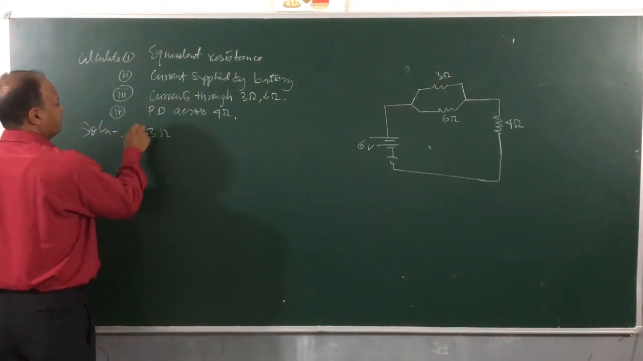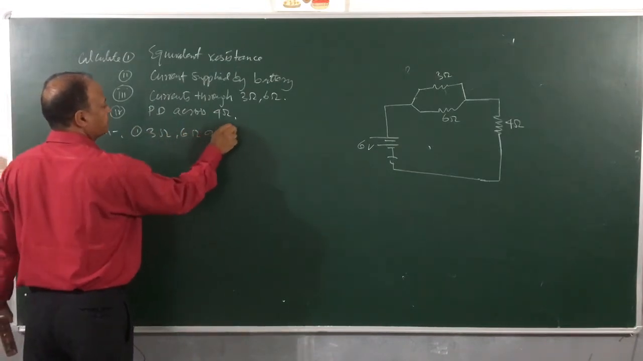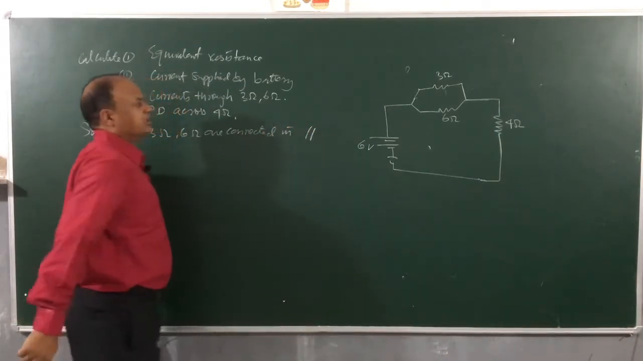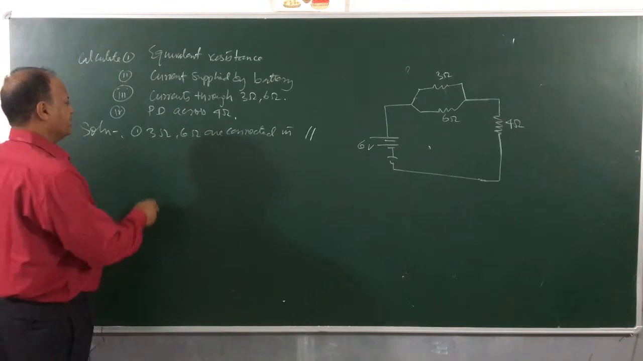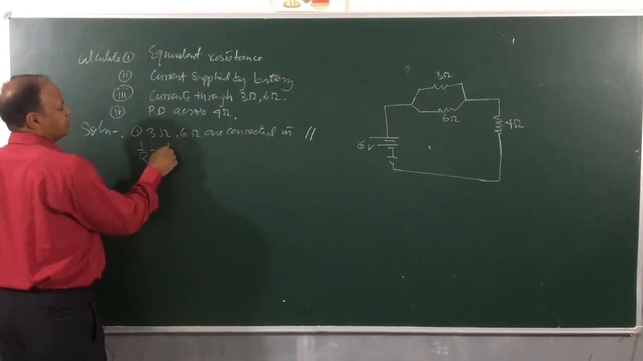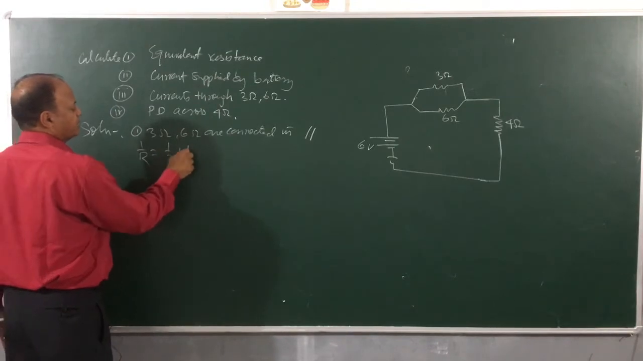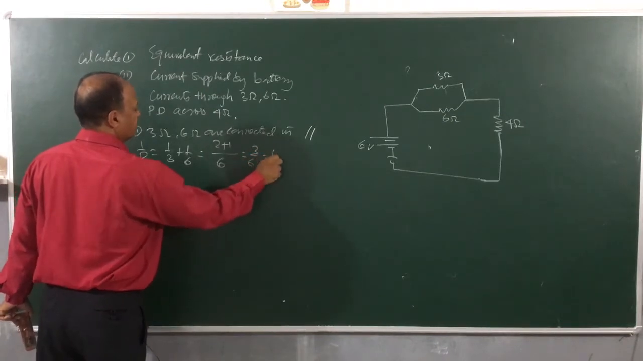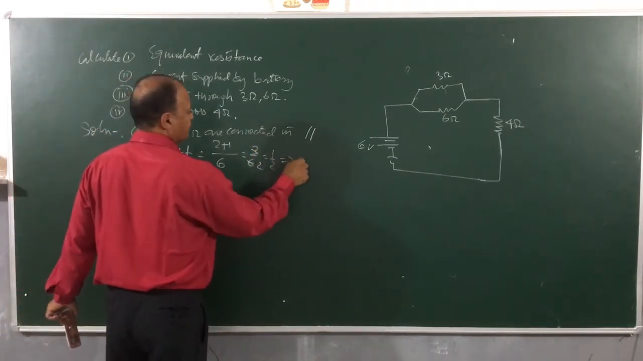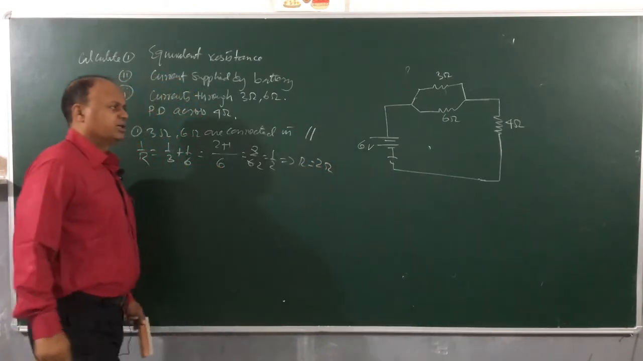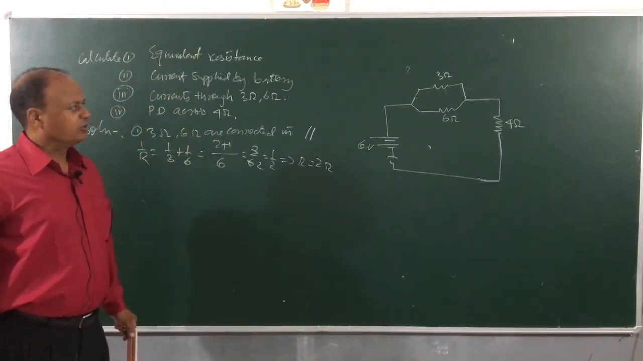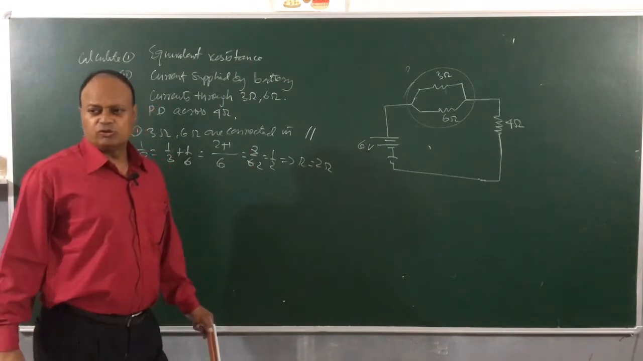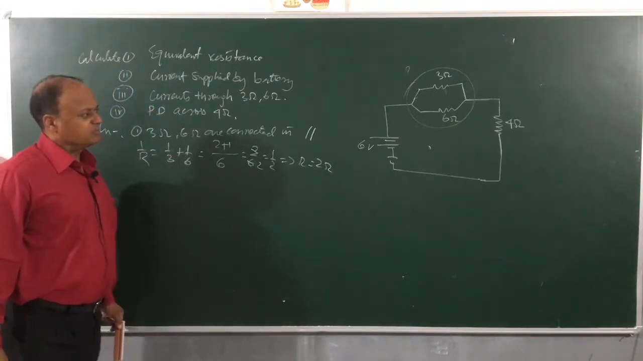See children, first part, 3 ohm and 6 ohm are connected in parallel. I can use the direct formula. Either you can use 1/R is equal to 1/3 plus 1/6. 6, 2 plus 1, 3 by 6 is 1 by 2. So, R is equal to 2 ohm, meaning the equivalent resistance of 3 ohm and 6 ohm is 2 ohm. Clear?